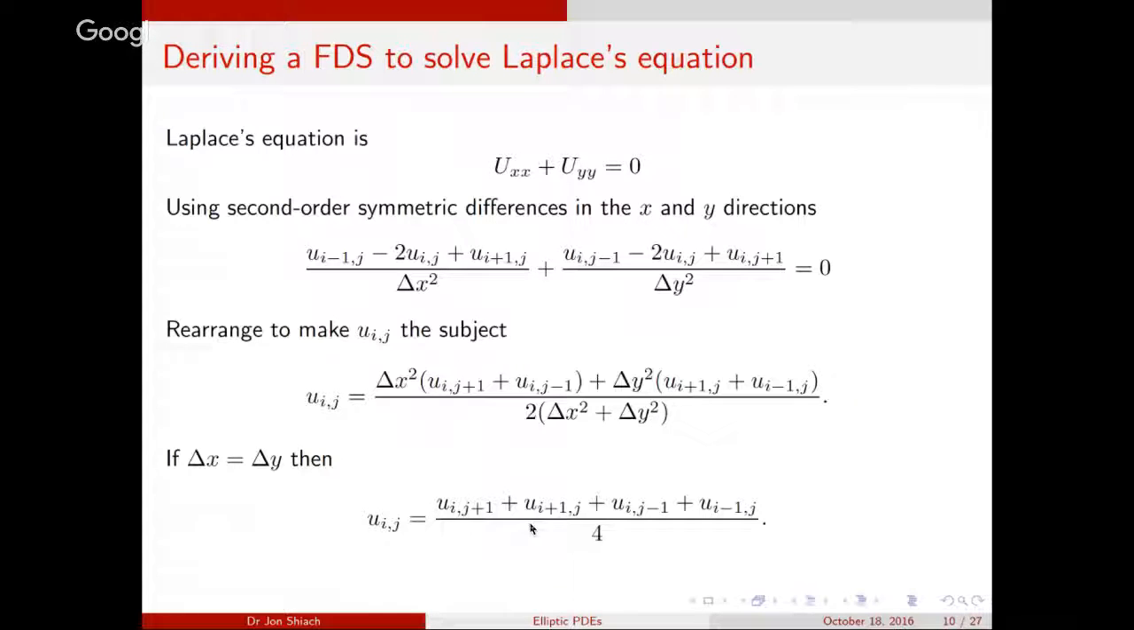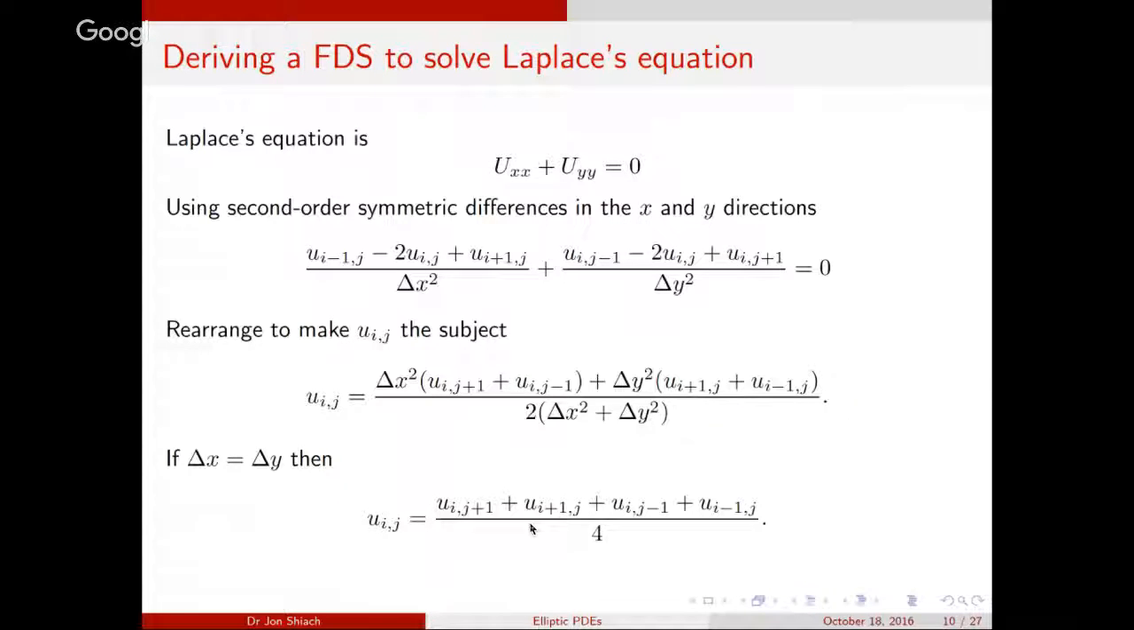If we rearrange to make it the subject, after a couple of lines, it's not too difficult, we get this expression here. Notice all of these are neighbouring nodes. This is a node which I want to solve for, and these are all neighbours of it. If delta x and delta y are the same, this simplifies quite significantly. That's a node above it, to the top. That's a node to the right. That's a node beneath it. And that's a node to the left. So you just go top, right, bottom, left, add them all up, divide by 4, and you get the solution.